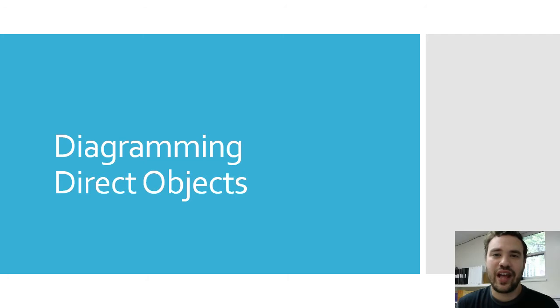So yesterday you learned a little bit about what direct objects are and the function that they serve in the sentence. And so today we're going to talk a little bit about how to diagram direct objects. This will help remind us, give a visual way to help us remember the relationship between the direct object and the rest of the sentence.